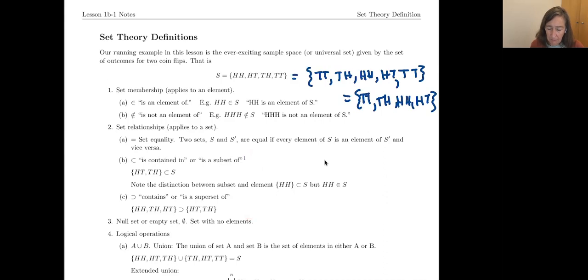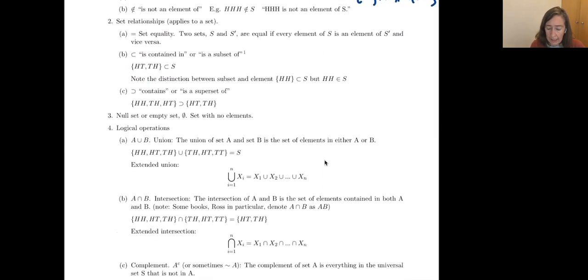subsets and supersets. So we can use this symbol, which you kind of think of as a C for contained. HH, TH is contained in S. A set is contained in another set if every element in the first set is an element in the second set, and we can write it the other way if we want as well. We have a set with no elements in it, and it's denoted with this zero with a slash through it. It sort of works like a zero in set theory. It's a useful thing for us to have when we're going through derivations with sets.